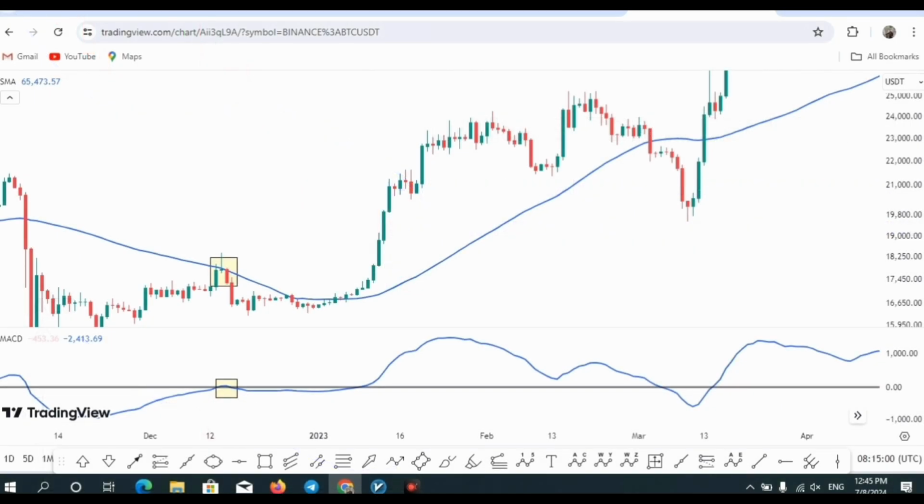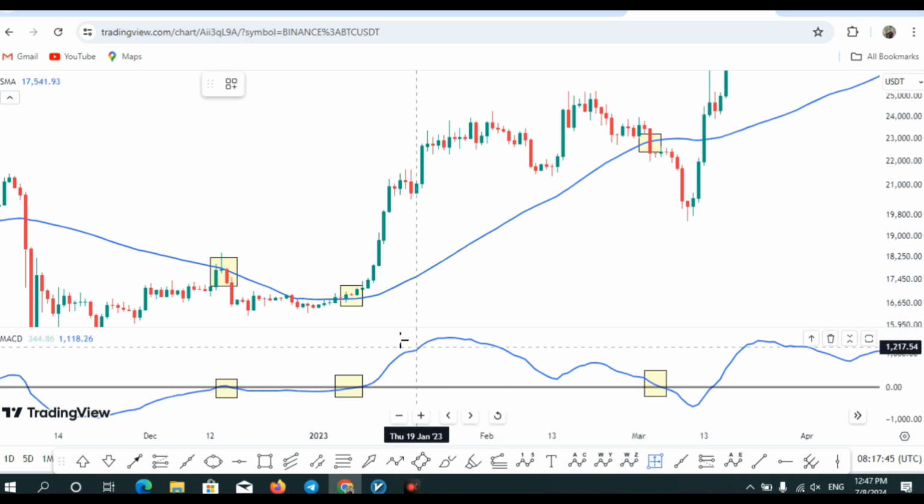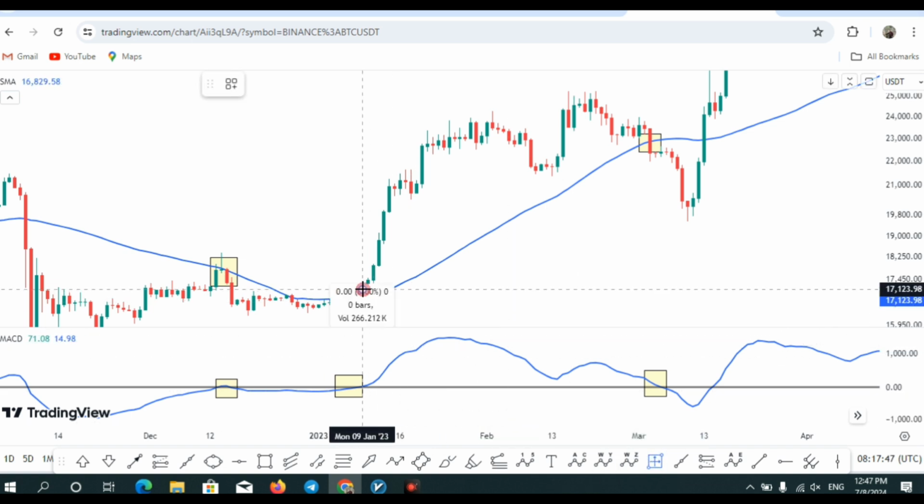For example, here we don't have a buy position because the price didn't break the SMA line and the MACD line is below the zero line. But here we have a buy position. And in this area is the best point to exit. And we made 30% profit in the first step.